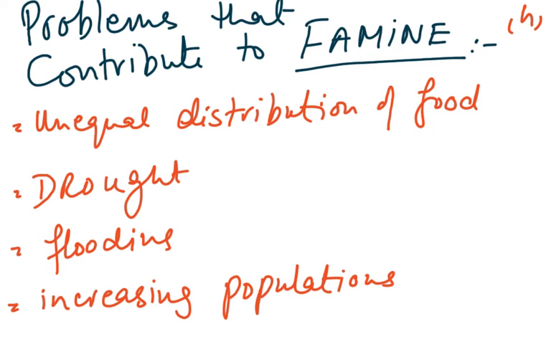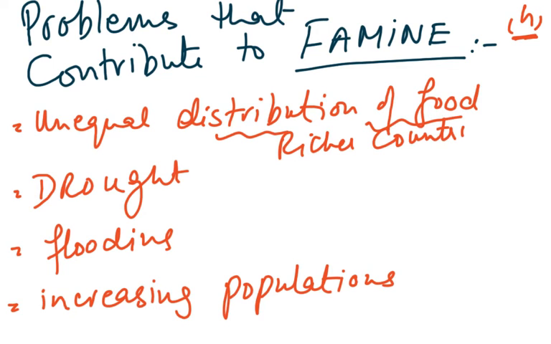Then we come to part H of the syllabus, and this is problems that contribute to famine. Basically, they are more some sort of geographical ideas. Unequal distribution of food means that the richer countries have more crops and they have more technology. So richer countries, more technology, more aggressive farming machinery, so they can produce more crop in the same size of land. So more food in the richer countries and less food in the poor countries.